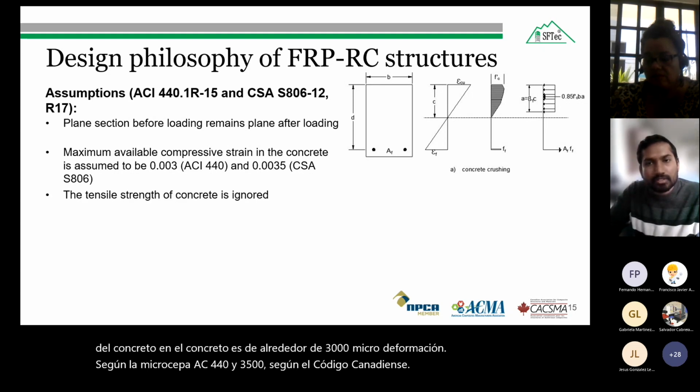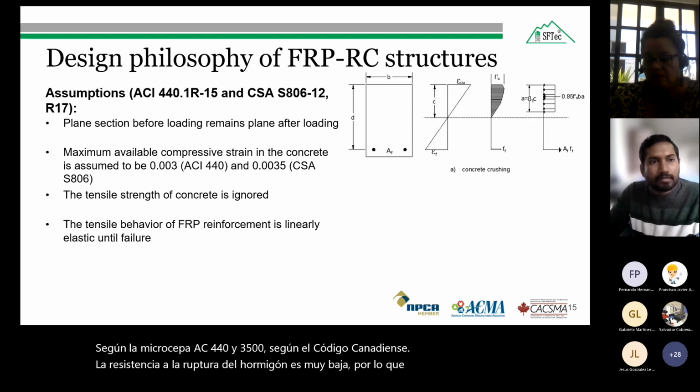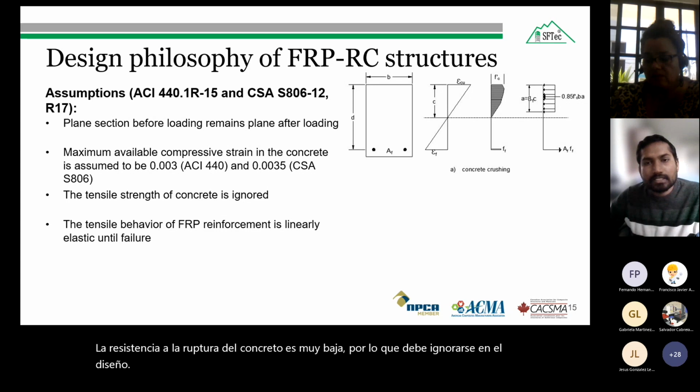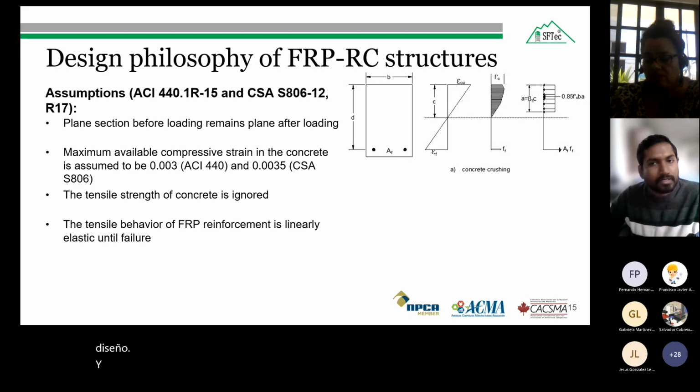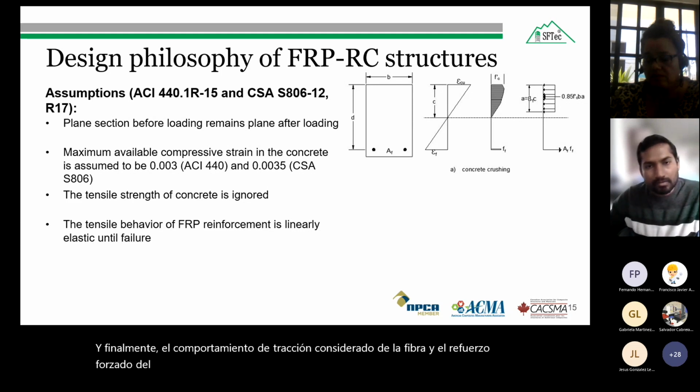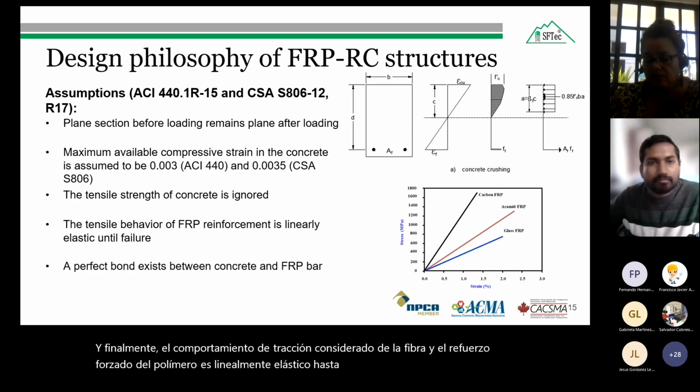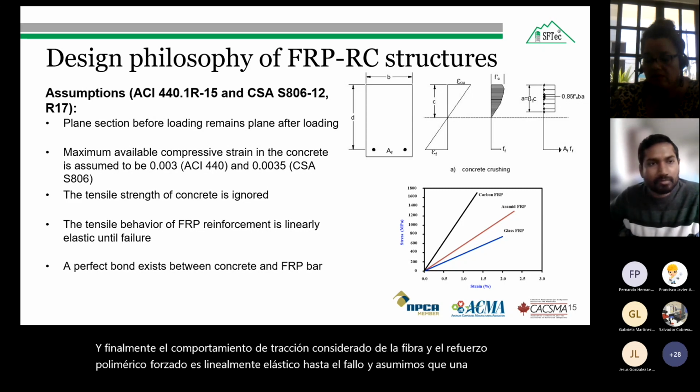The rupture strength of the concrete is very low, so it should be ignored in the design. And finally, the considered tensile behavior of fiber reinforced polymer reinforcement is linearly elastic until failure, and we assume that a perfect bond exists between the concrete and the fiber reinforced polymer bar.